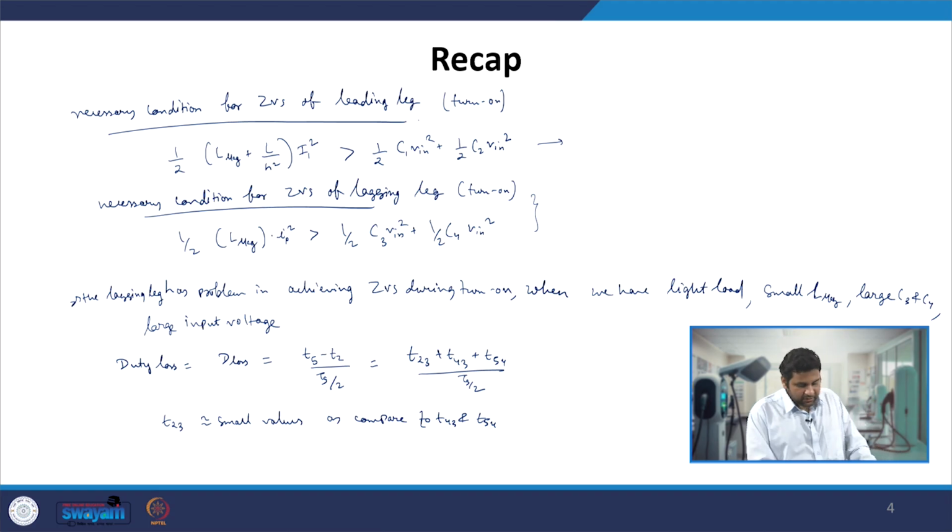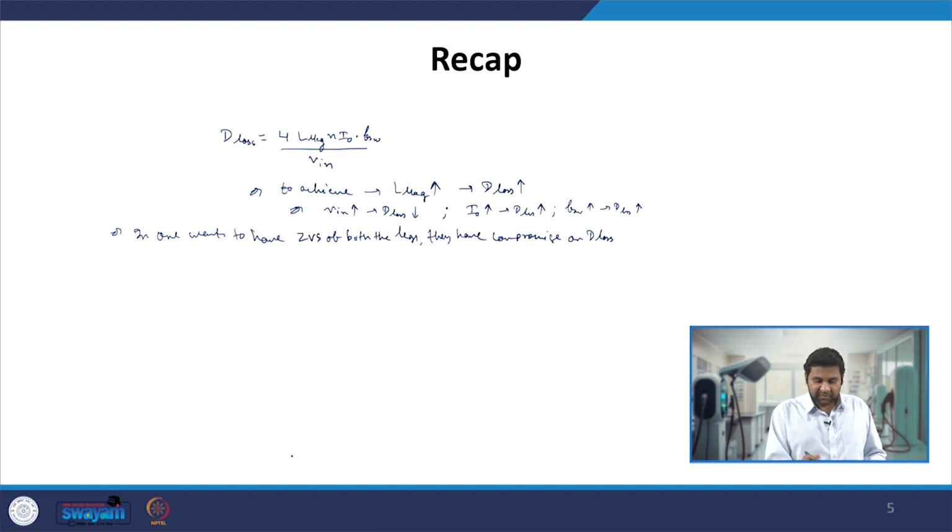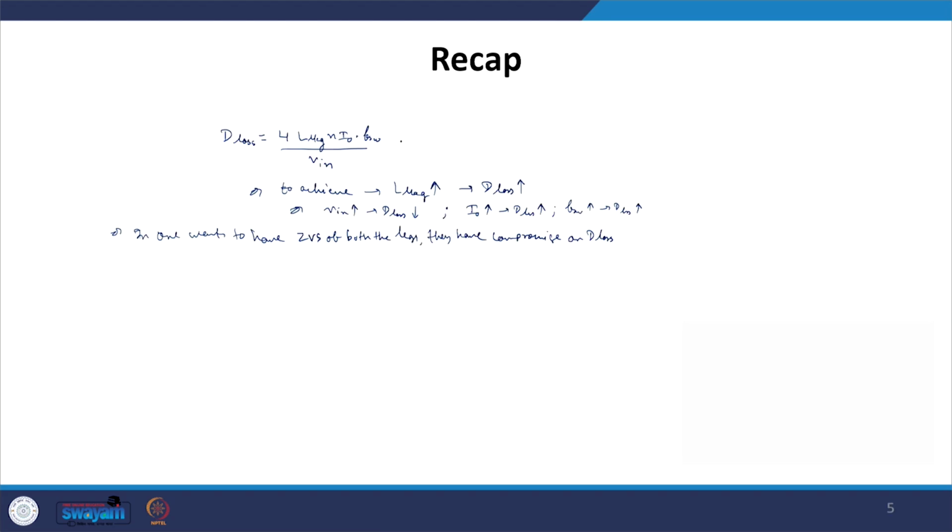Then we have seen the duty loss, as we know that from T2 to T5 there is some amount of duty loss which is happening. Now we have finally derived the duty loss expression, and this duty loss is related by L leakage, N, I naught, Fsw and V in. Where D loss will come into picture, because we have V naught is equal to N V in, D minus D loss will be there. Again, how we can get the duty ratio?